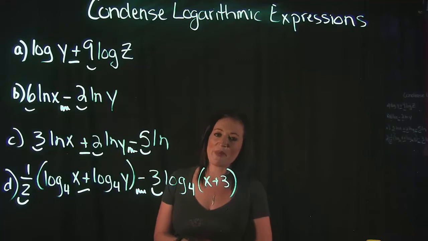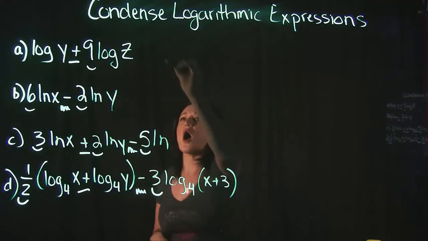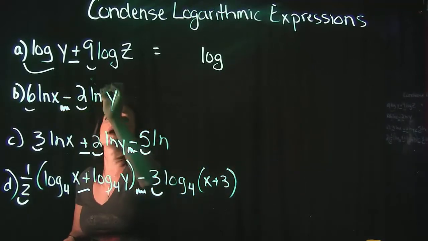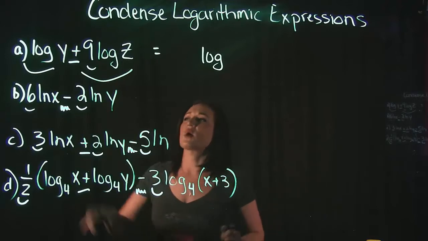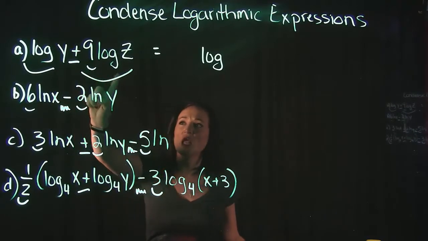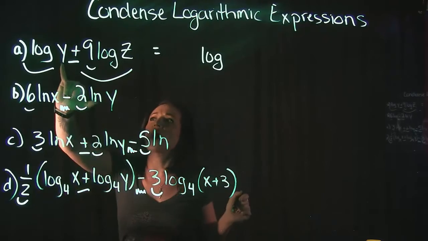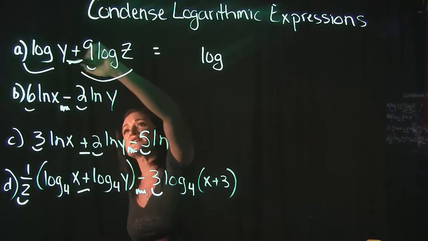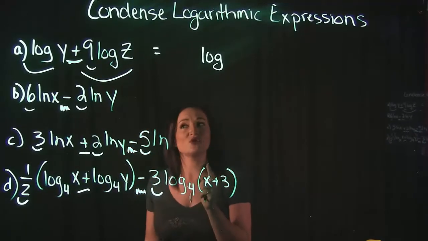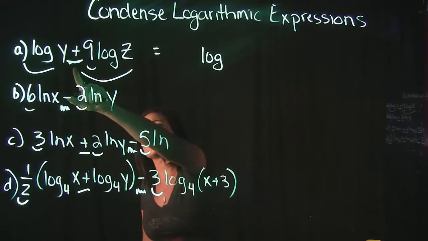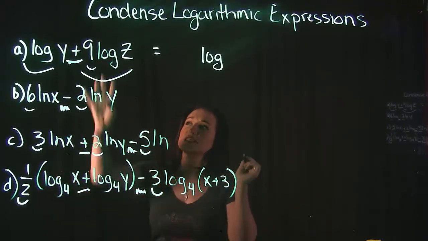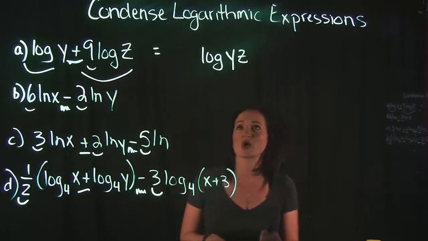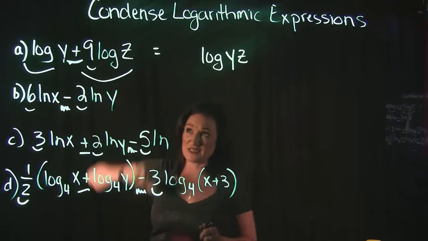So our goal is to combine these all into one single log. So I want this to equal log of something, just one of them. So here I have two different ones. So I have log of y plus 9 log of z. So I have log of y and z here that I need to combine together. Because of this addition here, that tells me that I'm using the product rule. The product rule is the one that applies to addition, and that tells me to take that addition and convert it to a multiplication. So that's going to work like log of y times the z.